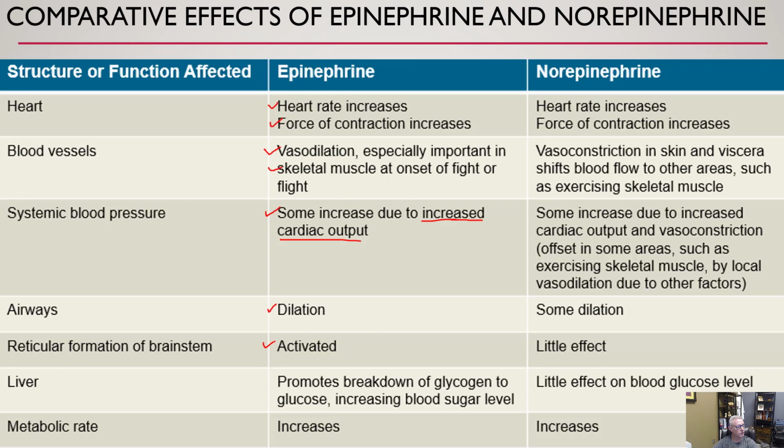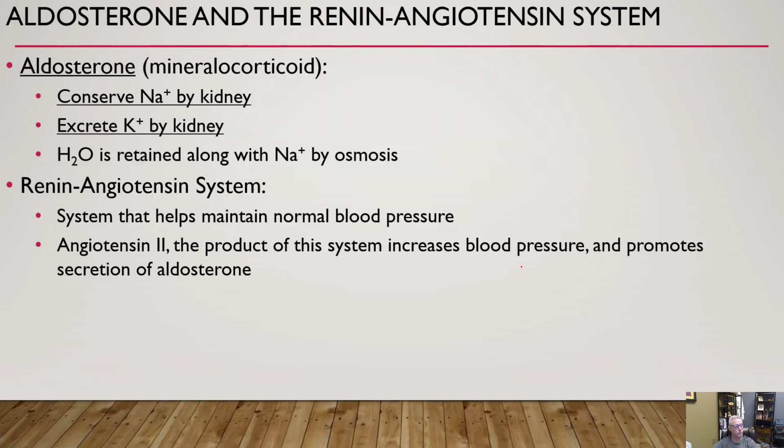Your reticular activating system is now activated. You have to be able to process everything. Your liver is going to break up that glycogen into glucose so that you can have that energy to either run away from the bear or to fight the bear. Your metabolic rate is going to increase. So, like I said, think of what's going to happen when you meet the bear, and that's pretty much your sympathetic nervous system.